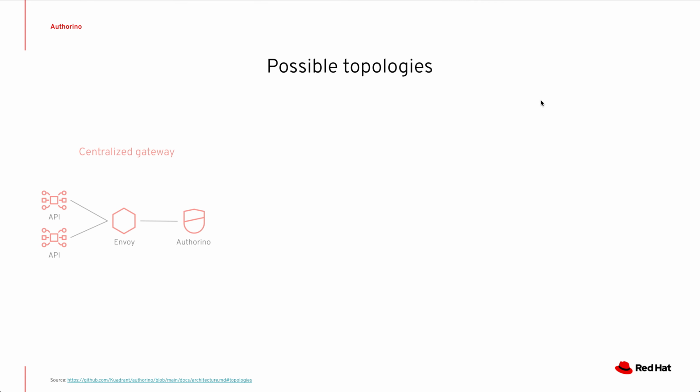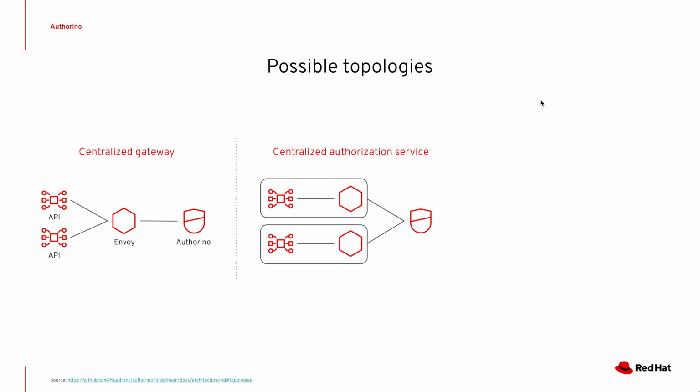You can use Authorino attached to a centralized API gateway, either an internal API gateway inside of your cluster or attached to an ingress. Authorino is a multi-tenant application, which means it can serve authorization for multiple unrelated APIs. Or you can use Authorino as a centralized authorization service with dedicated Envoy proxies deployed closer to each protected API, and all of them pointing to the same instance of Authorino.